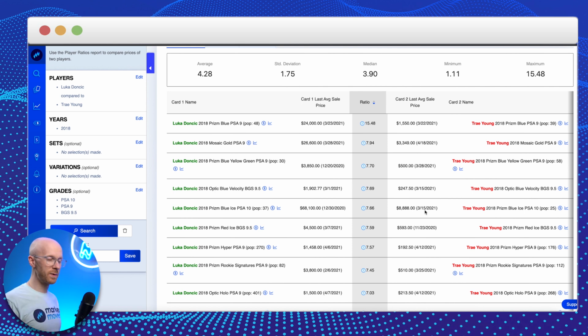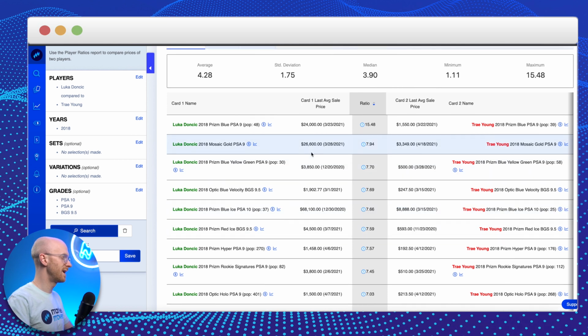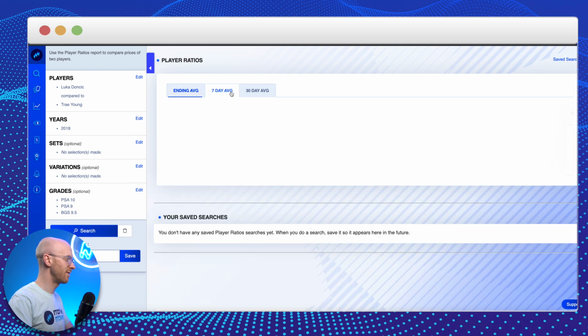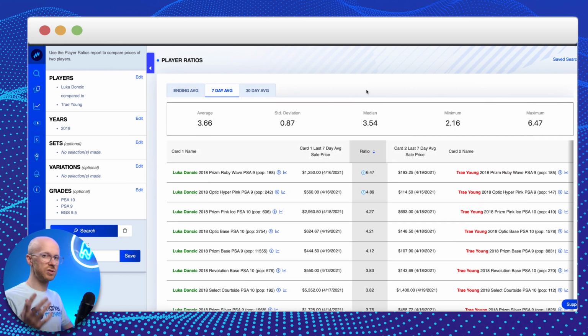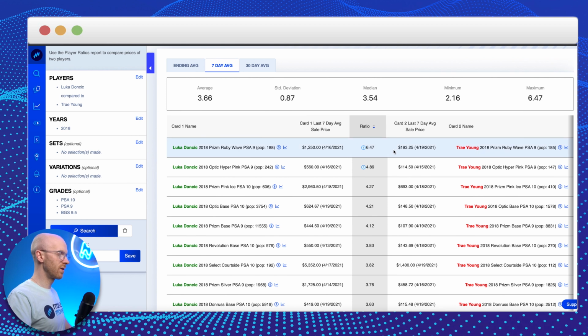That's somewhat comparing apples to oranges in terms of time frames, just because the market obviously adjusts so much over time, up and down. So what I'm going to do is come over here to the 7-day average. And this is only going to show me the cards that have sold in the last 7 days for both Luka and for Trae. So if I'm scrolling down and I look at this, what I'm looking for are outliers.